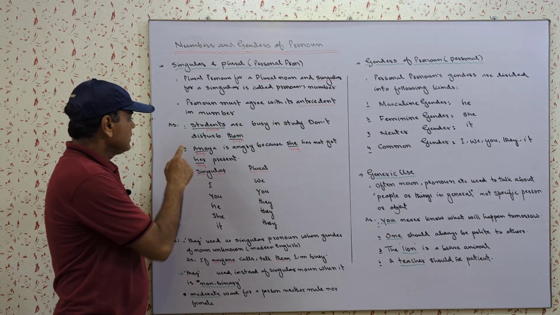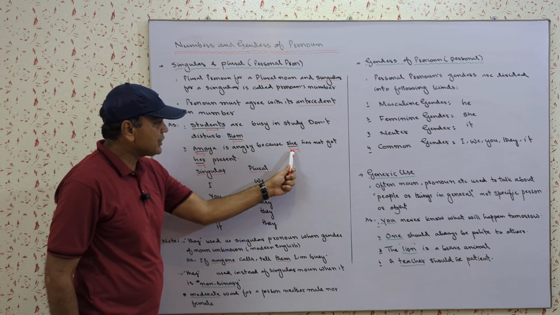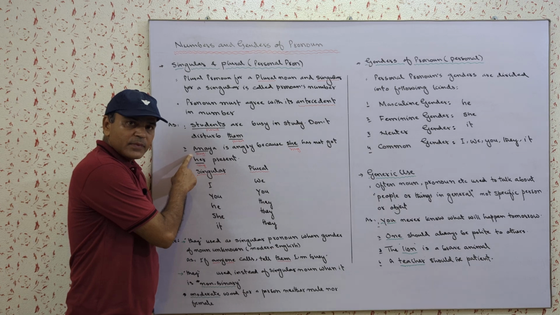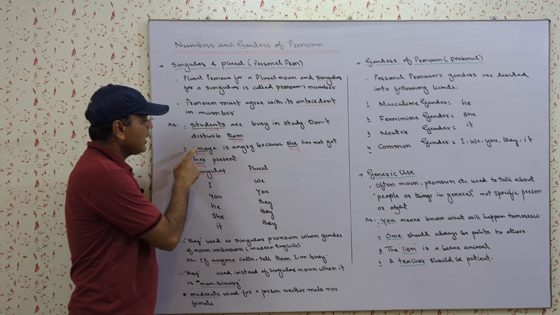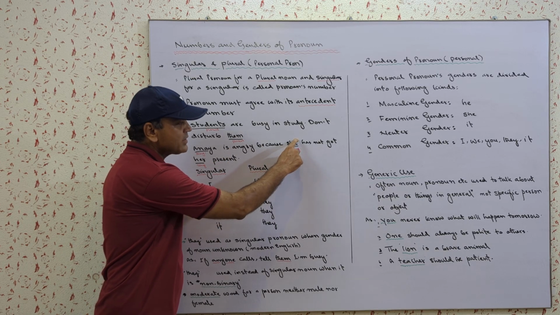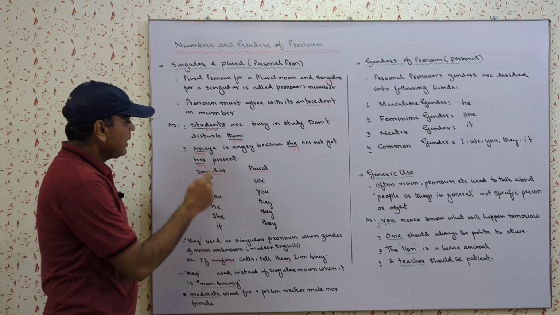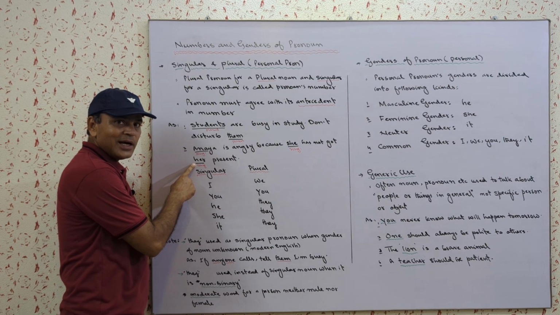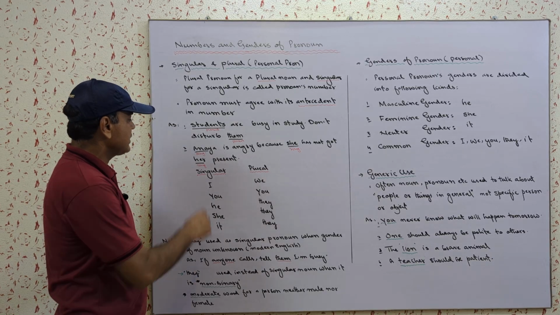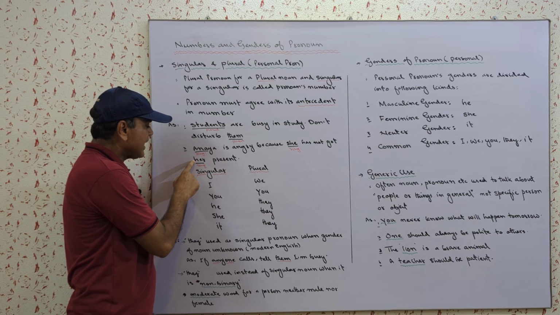pronoun. Second example is: Anaya is angry because she has not got her present. Anaya in this sentence is a singular noun and I have substituted it with a singular pronoun, that is she. She in English grammar is a singular pronoun, and again I have used her, which is the possessive case that I will be talking about later, and her is also used for singular nouns, so I have replaced Anaya with her.